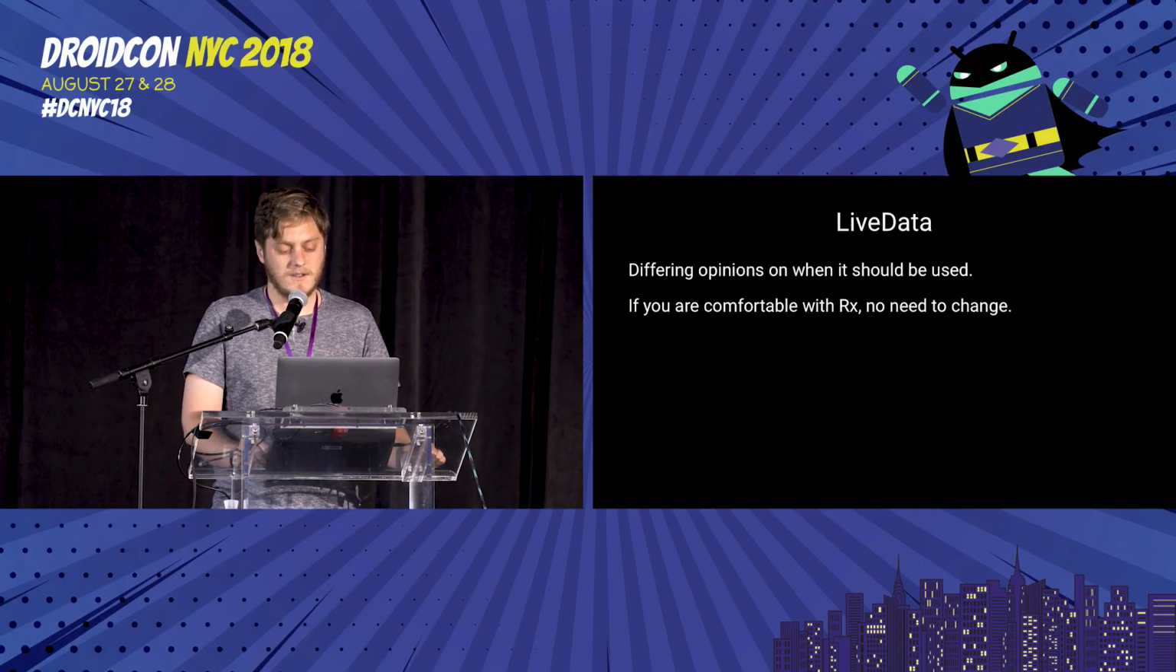Live data, I already mentioned earlier. This is one I asked a bunch of people about and got a wide variety of answers. Some people said, oh yeah, we use live data the whole way. The other common answer I got was, we use live data only in our views, but we use RX in our models. And we have a layer that converts RX to live data because we found live data is easier for people writing view code to wrap their head around.